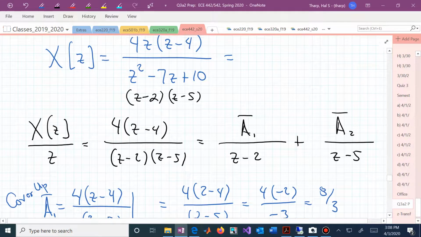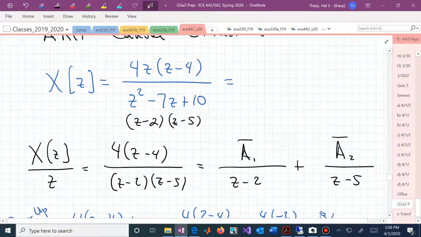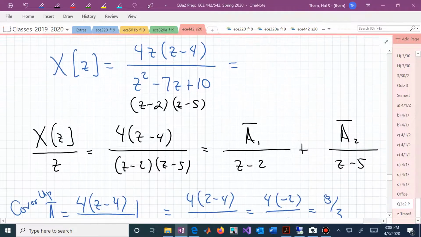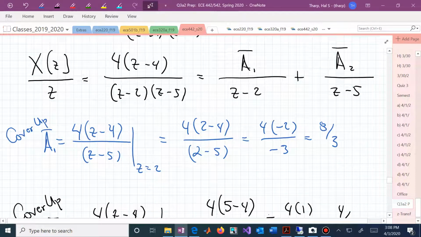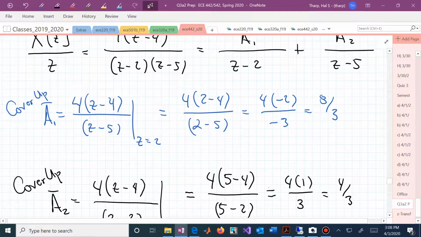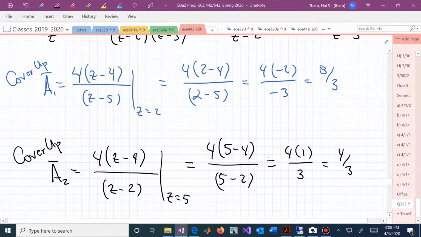And now we can find the partial fraction expansion for capital X of z over z. That's now a1 bar over z minus 2 plus a2 bar over z minus 5. I'm barring those just to remind myself that I'm dealing with an anti-causal structure. You can find a1 bar and a2 bar exactly like we have before, and here you can use the cover-up method because they are distinct.